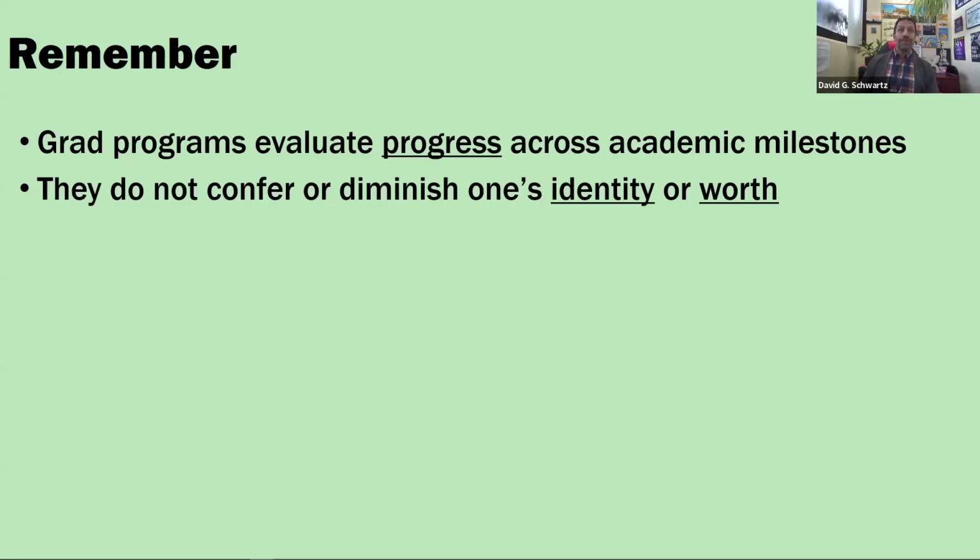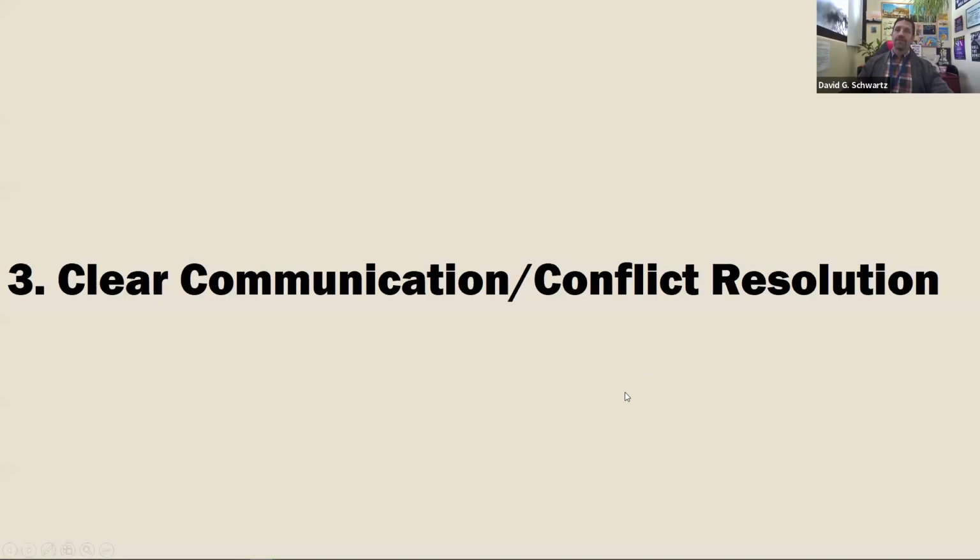Once I finish the program and I have my degree, everything is easy. Maybe it is for some people. Most people I know, it's not, and it's just another milestone. Somebody struggling in a program doesn't mean that they aren't really good at a lot of things. It just means they're struggling with regard to these specific academic milestones. So I just think that's important. Again, I don't want us to ever forget that.